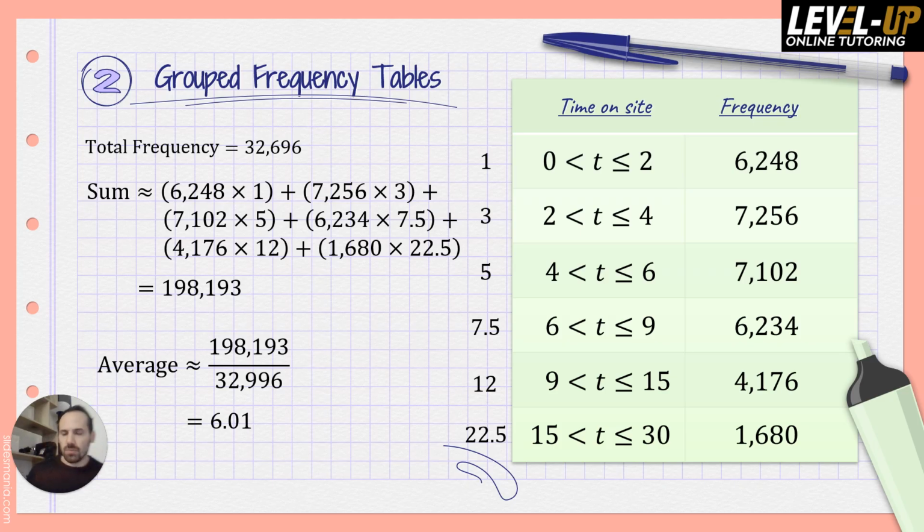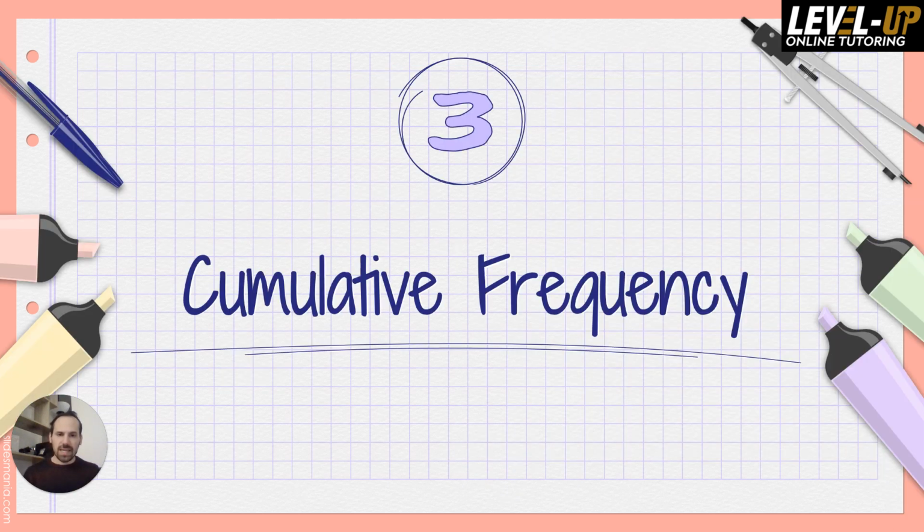It's just the best estimate that we can get. So now let's look at cumulative frequency. So we understand what frequency tables are, grouped frequency tables. Frequency tables are relatively basic. For cumulative frequency and grouped data and histograms, we tend to be using grouped data more.